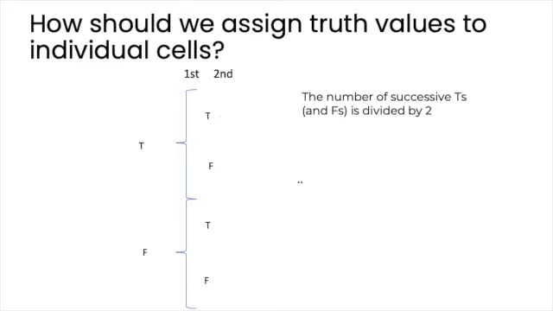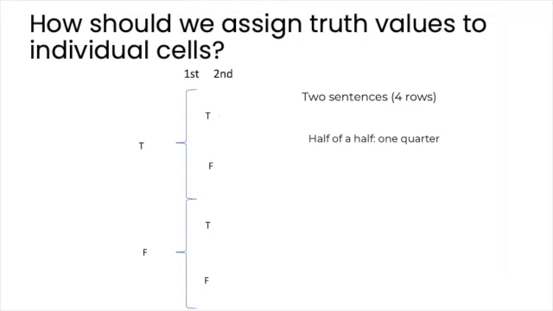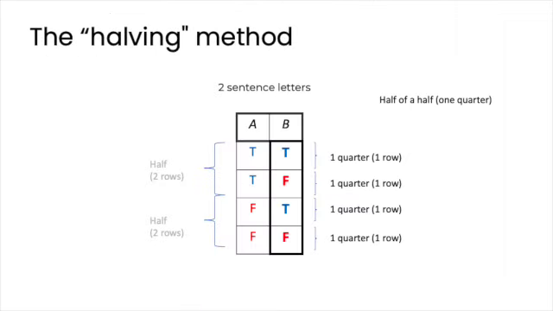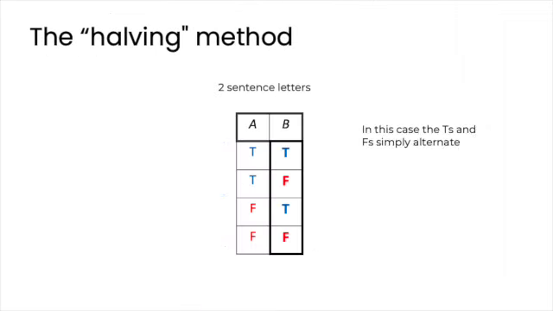For the next column, the upper half of the rows, which was assigned all T's, gets divided in half. So one half gets T's, and the other gets F's. We do the same with the bottom half. This means that our rows get divided in 4 quarters. The first quarter gets T's, the second gets F's, the third gets T's, and the fourth F's. So, again, in the 2-sentence, 4-row case, this simply means that you alternate between T's and F's, starting with a T at the top. Here we're done with the table, and you can see that we've covered all possible cases.